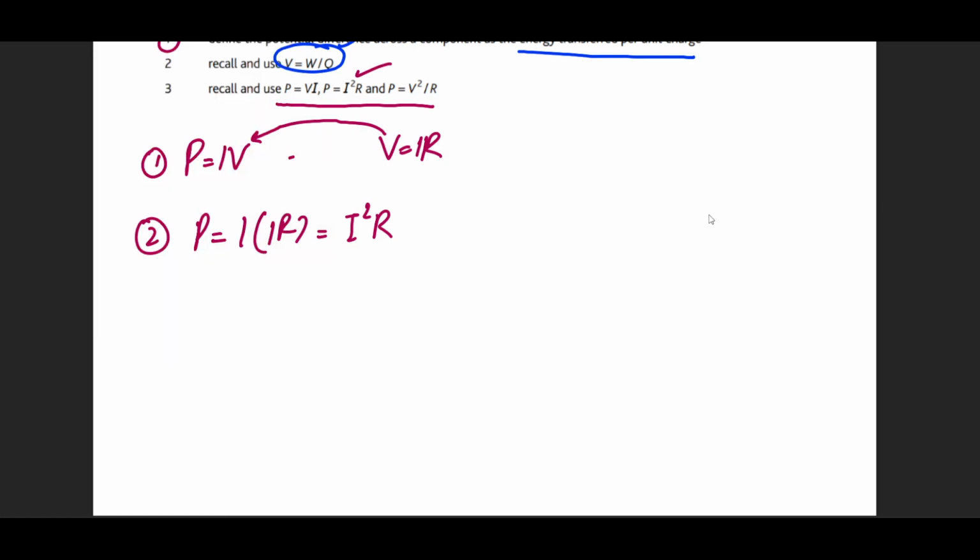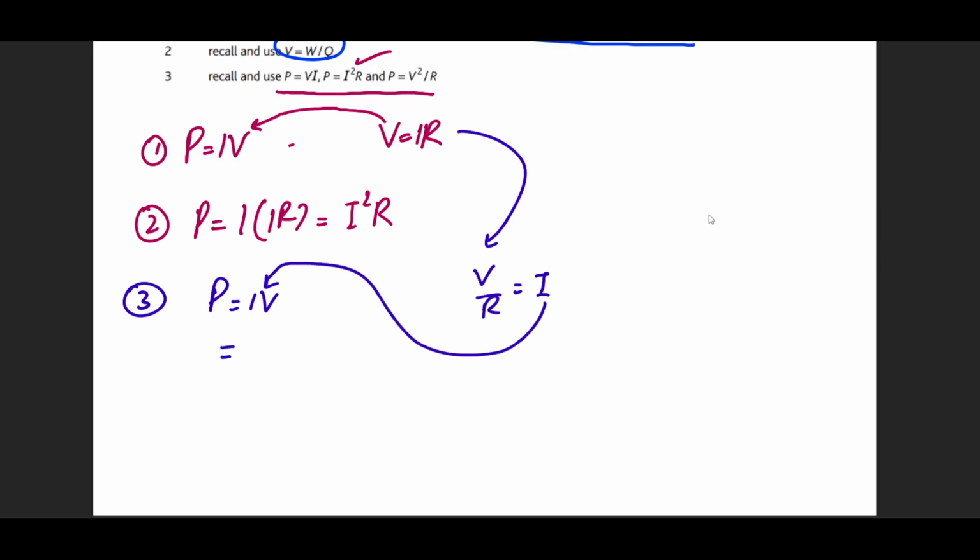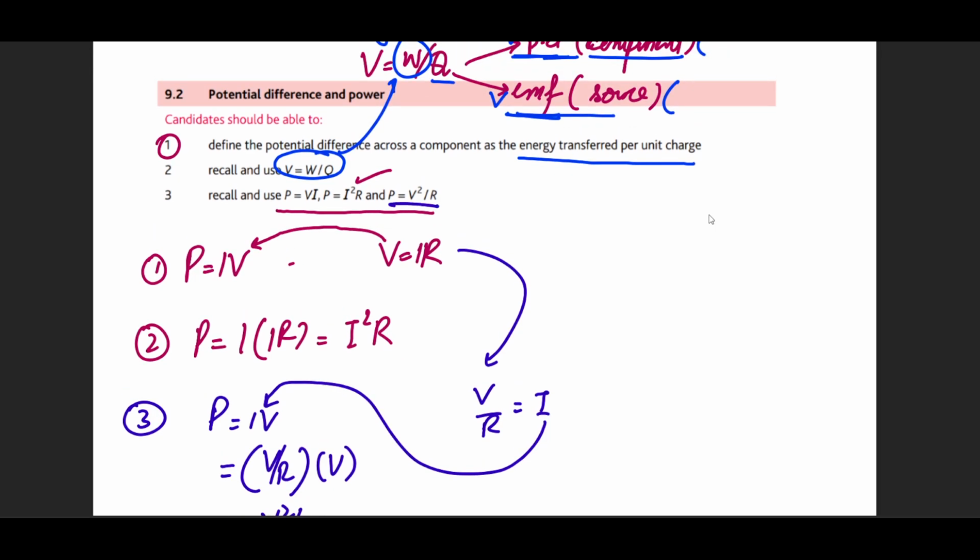How to make the third one? So for the third one, we start with P equals IV. And let's say in this system, we replace I with V divided by R. So let's replace I in this equation. So this becomes V by R multiplied by V. So what does that become? V square over R. So what are we trying to say here? We're trying to say that all three formulas of power are actually analogous to one another.